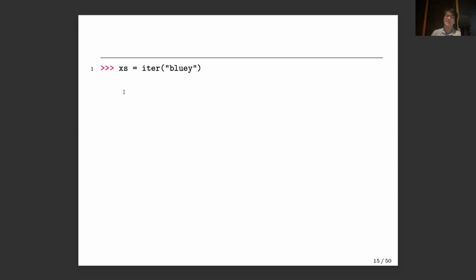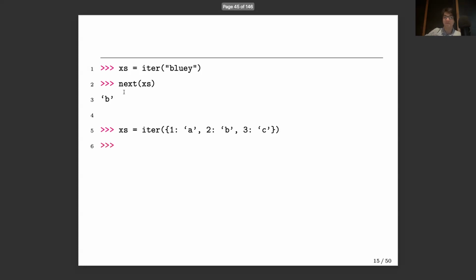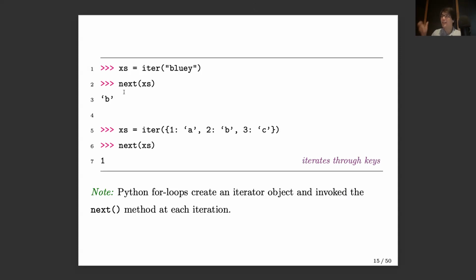Strings, which are just lists, can also be iterated. This is not very surprising. Next x gives you b. I could also turn dictionaries into iterators. Next x is going to give you the key. And this is the interesting thing. When we have a for loop in Python, what it actually does is set up an iterator and just call next. All of these nexts are doing the same thing that a for loop is going to do. So it's kind of neat that the for loop just says, give me anything enumerable or an iterator, I'm going to turn it into an iterator, and I'm just going to call next at each for iteration.